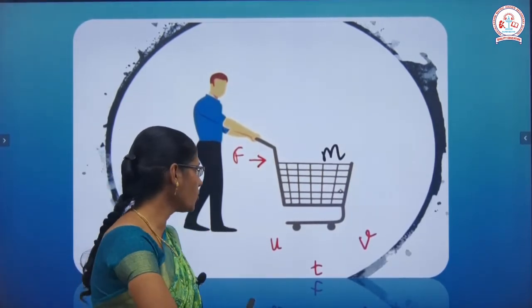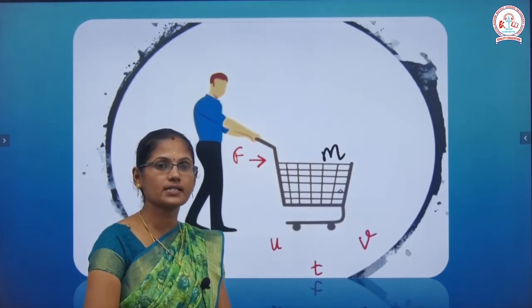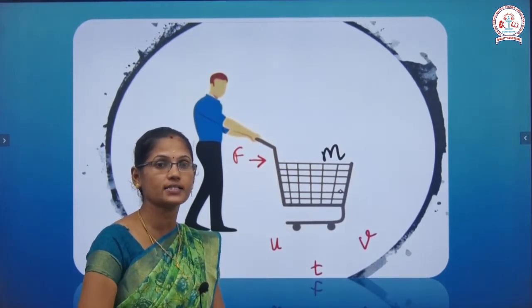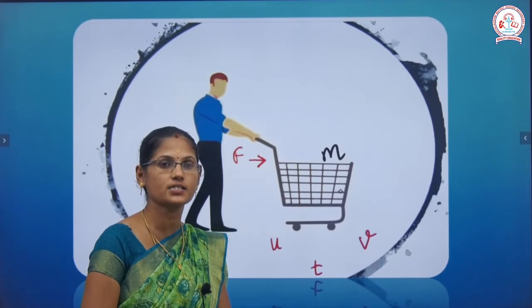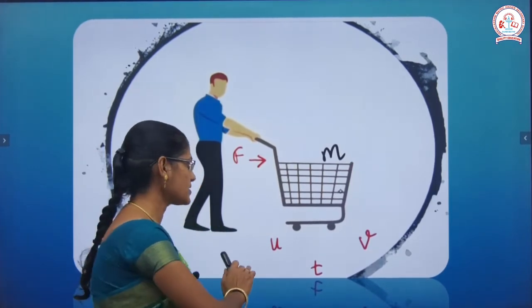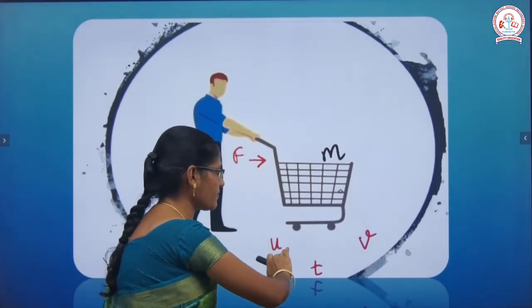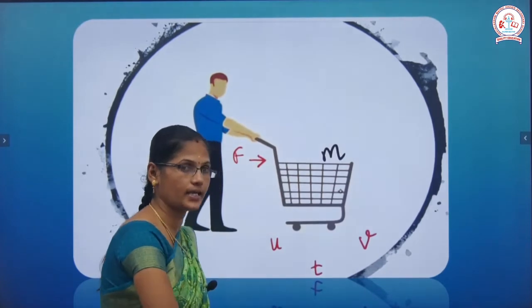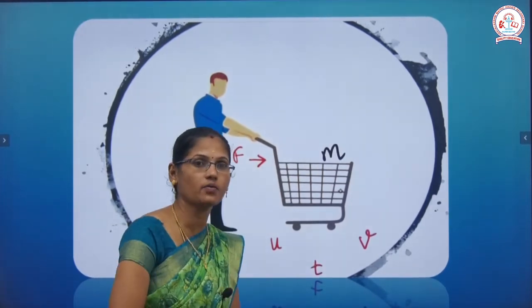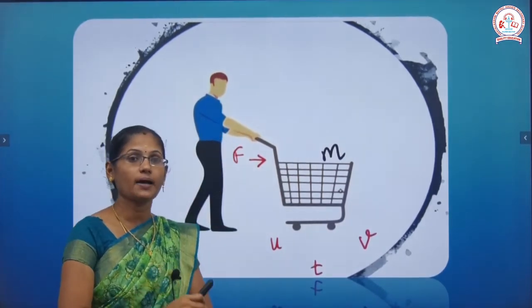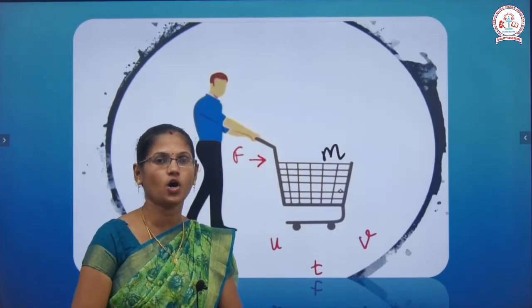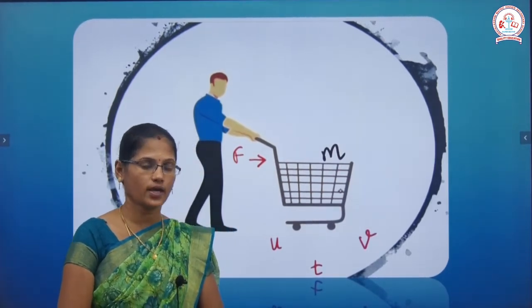And next, U. What is U? The basket is not moving, so that velocity is called the initial velocity U. Then it moves some distance over a time, that is called T, and V is the final velocity, and M is the weight or mass of the object.